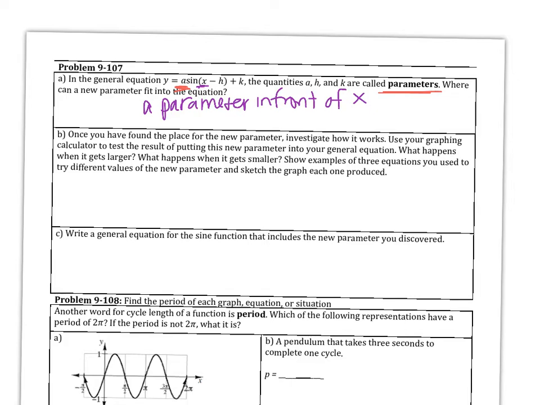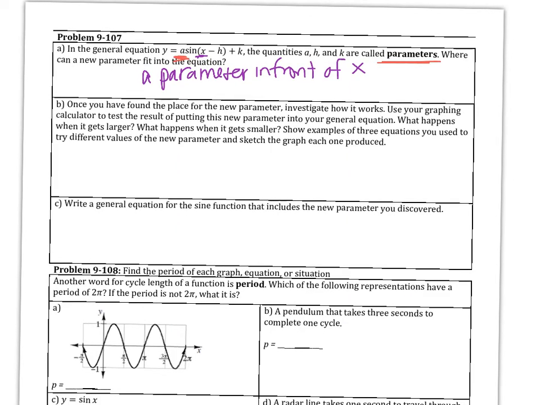All right, so now we're going to investigate in part B how changing the number in front of x will work. Use your graphing calculator to test the result of putting this new parameter into your general equation. What happens when it gets larger? What happens when it gets smaller? So here's what I'm talking about, and I'll show you a video of my calculator. We are talking about instead of just sine of x, what if it was the sine of 2x? We haven't seen any equations like that yet. What if it was the sine of 1/2 x? How are these going to affect the graph? So let's take a look and see.